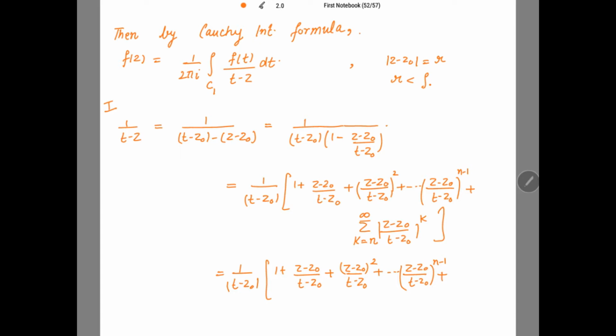plus. Now what is the sum for a GP series? The infinite sum is first term over 1 minus the common ratio. Now what is the first term for this summation? This is [(z minus z0) over (t minus z0)] to the power n. This is the first term over 1 minus, what is the common ratio? Same, (z minus z0) over (t minus z0).